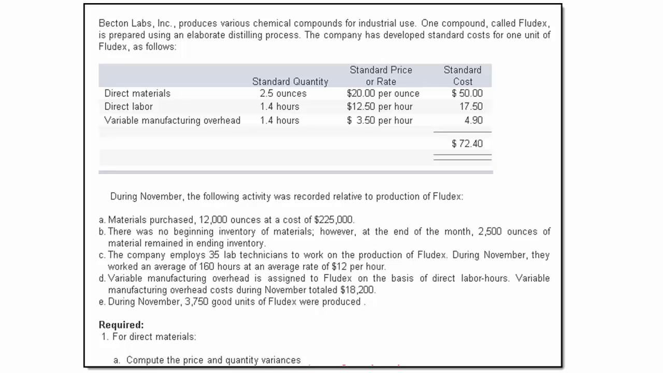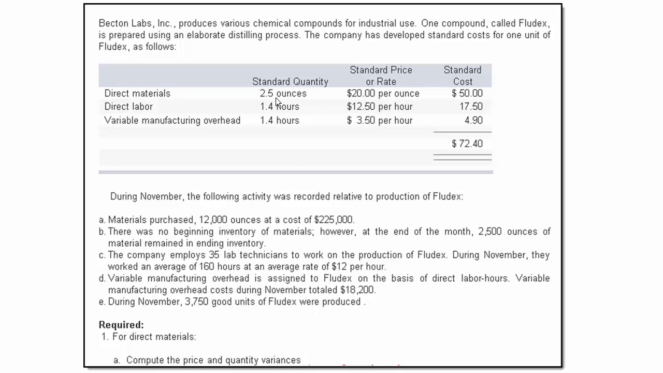Let's explore this variance problem. We've got Becton Labs Inc., and they produce various chemical compounds for industrial use. One compound, called Fludex, is prepared using an elaborate distilling process. The company has developed standard cost for 1 unit of Fludex as follows. And you see the information in front of you.